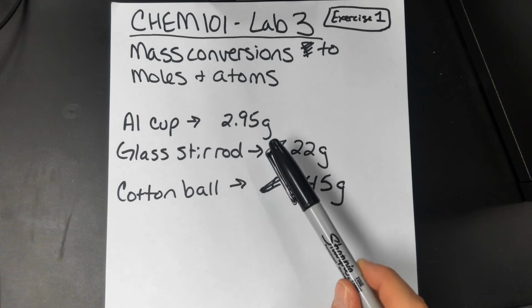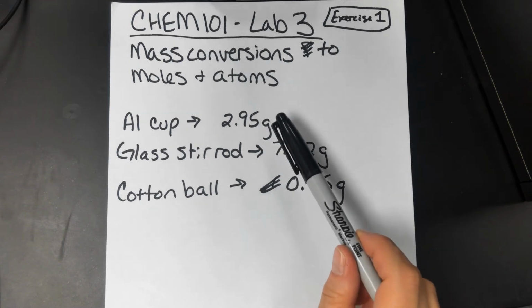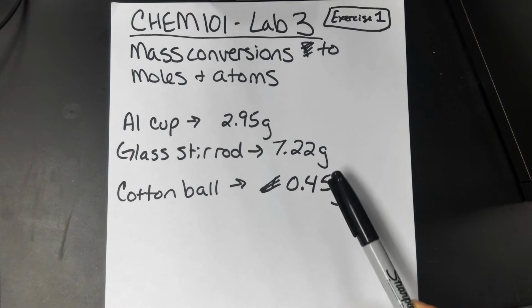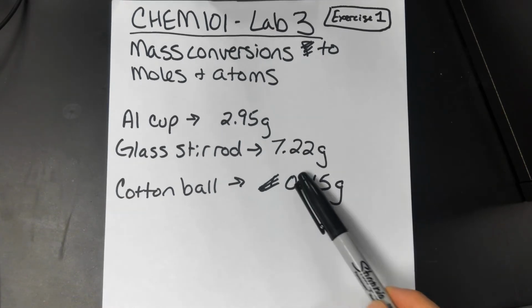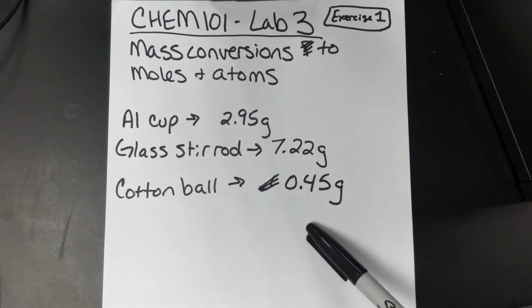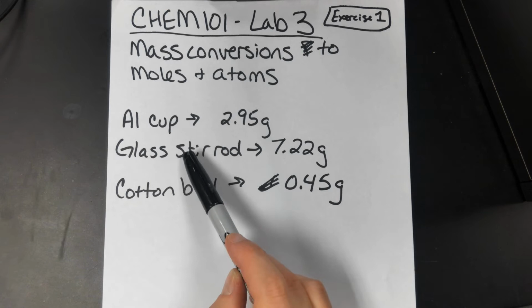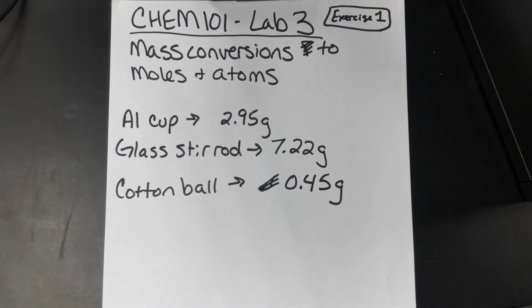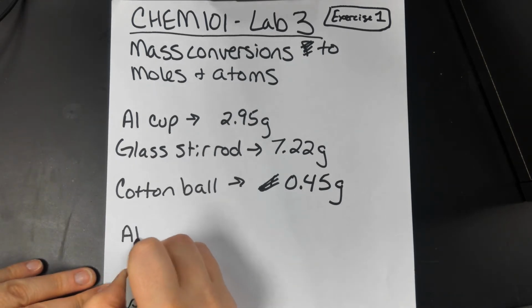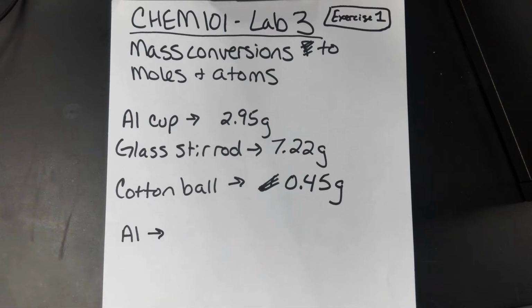So let's pretend that I went ahead and weighed out my aluminum cup, my glass stir rod, and my cotton ball, and I got these 3 masses. Your masses will be different, right? So the first thing they ask you to do is to calculate the molar mass of aluminum, glass stir rod, and cotton ball. So aluminum, the molar mass is very easy.